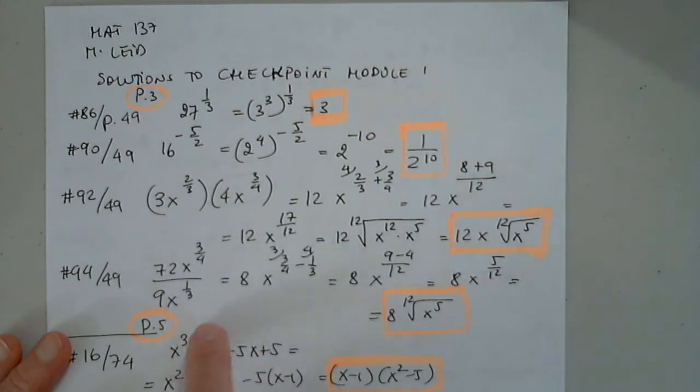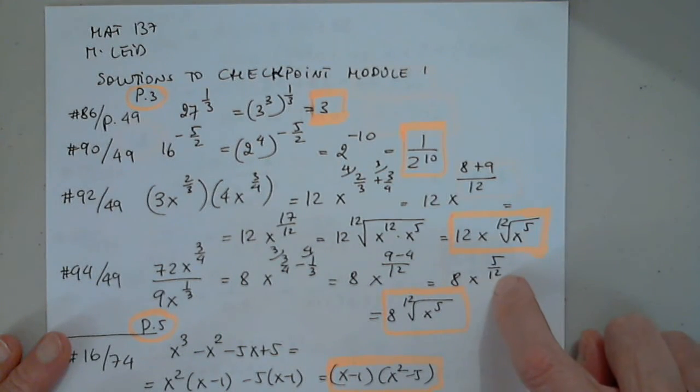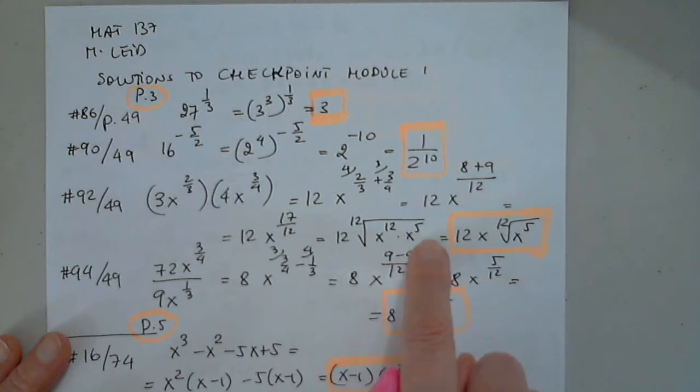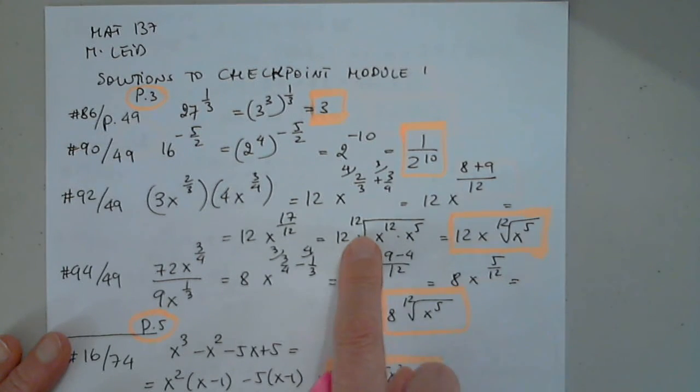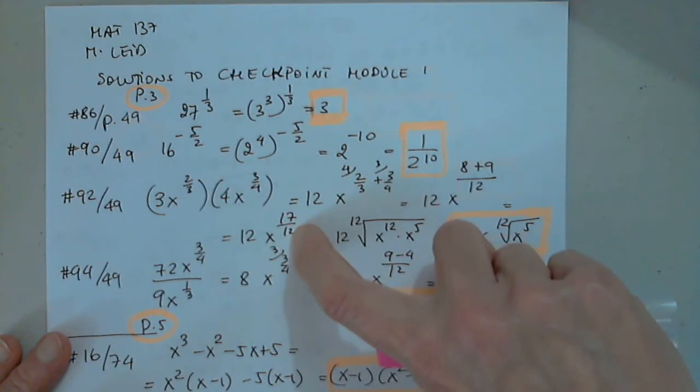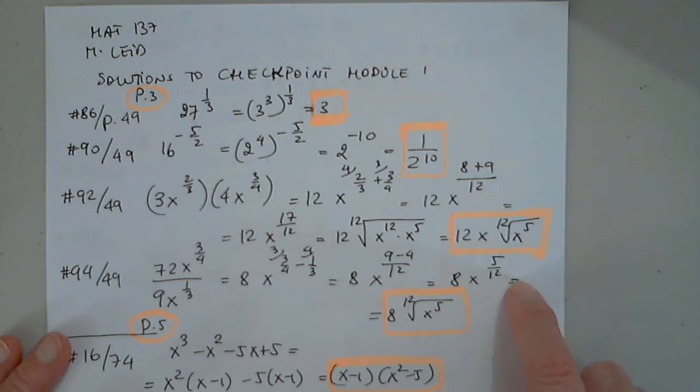Copy the base, subtract the exponents. 3 over 4 minus 1 over 3. The same thing, the least common denominator is required. We multiply the top by 3, the top by 4. So 9 minus 4 is 5. Here, the numerator is smaller than the denominator, so there is no need, and I cannot simplify like I did here when the numerator was higher than the denominator. So that's it. It's the 12th root of x to the 5th.